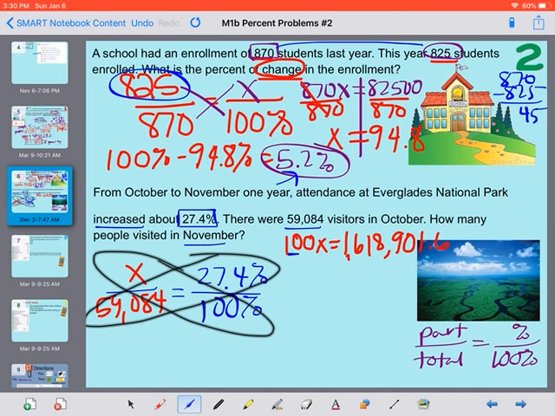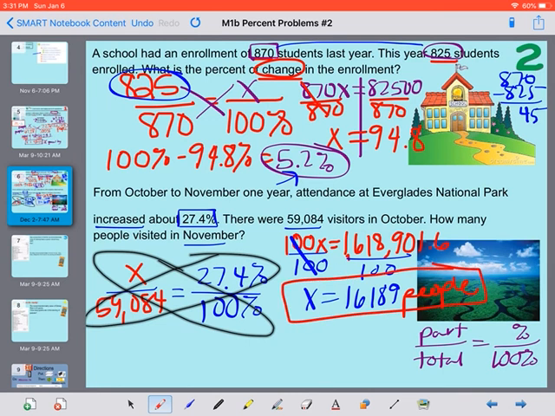1,618,901.6. But we need to divide by 100. Divided by 100 just moves the decimal 2 spots. 16189.01. Since we're talking about people, I'm going to leave it as this whole number here because we can't have a part of a person. So we know that the population of this national park increased by this many people. So if it went up by that many people, we need to add that to our starting point.